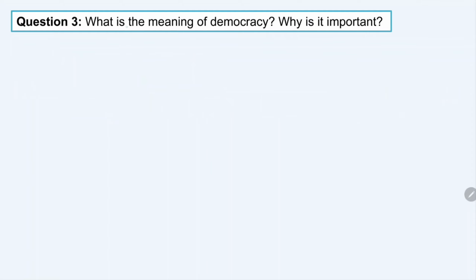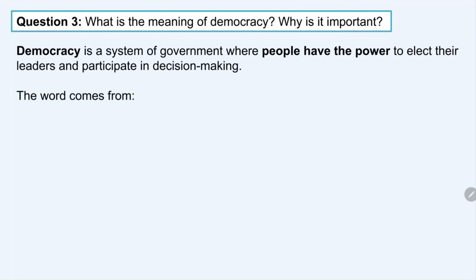Now next, let us see what is the meaning of democracy and why it is important. So democracy is a system of government where people have the power to elect their leaders and participate in decision making. People have the power. What power? They have the voting right. When you reach the age of 18 and above, you have the right to cast your vote during elections, which come every 5 years.